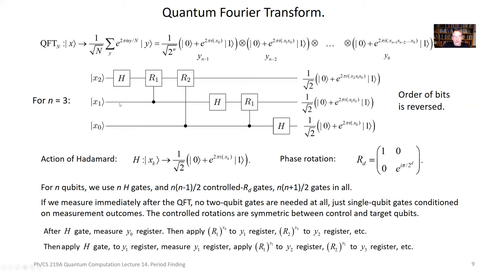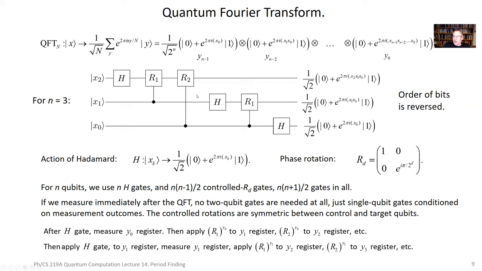So let's stick with the three qubit example. So I measure the Y0 register, which is really the same thing as the X2 register. I get the value 0, I don't do anything. If I get the value 1, then I apply the R1 rotation to the X1 register. And I apply the R2 rotation to the X0 register. You see, because here I applied conditional rotations, conditioned on X2 to the X1 and X0 registers, but then I measured.